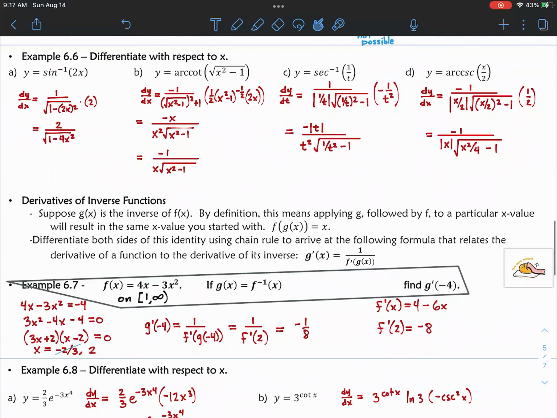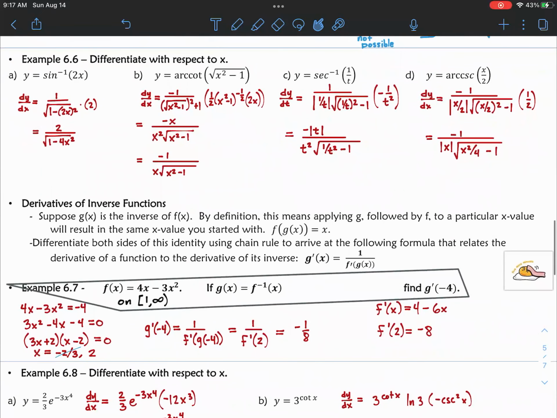Section below that, derivatives of inverse functions. And you might be saying, well, didn't we just look at derivatives of inverse trig functions? This is not trig related. This is just any inverse function from algebra.